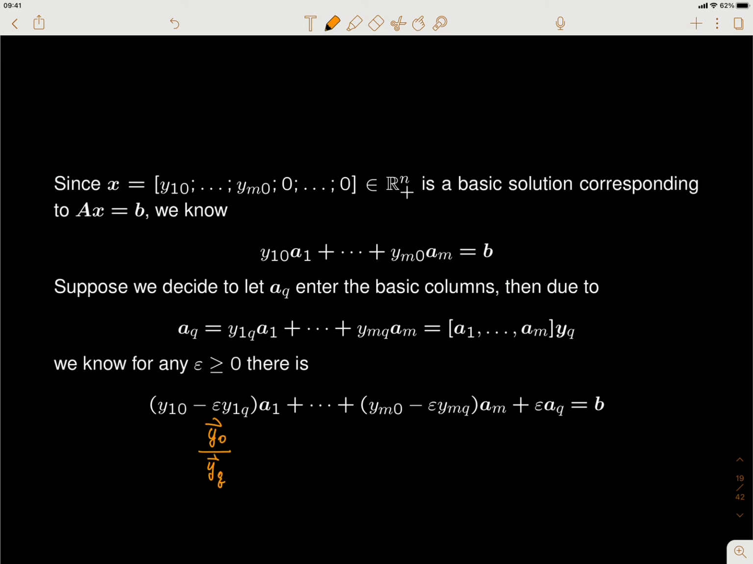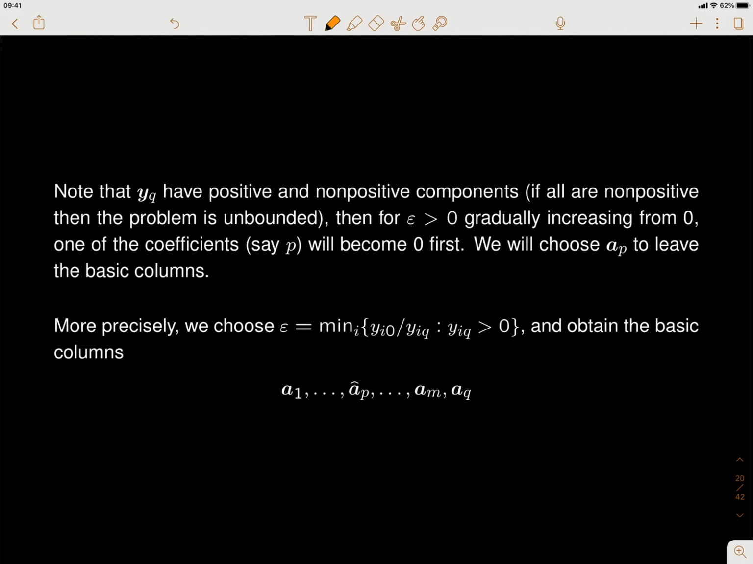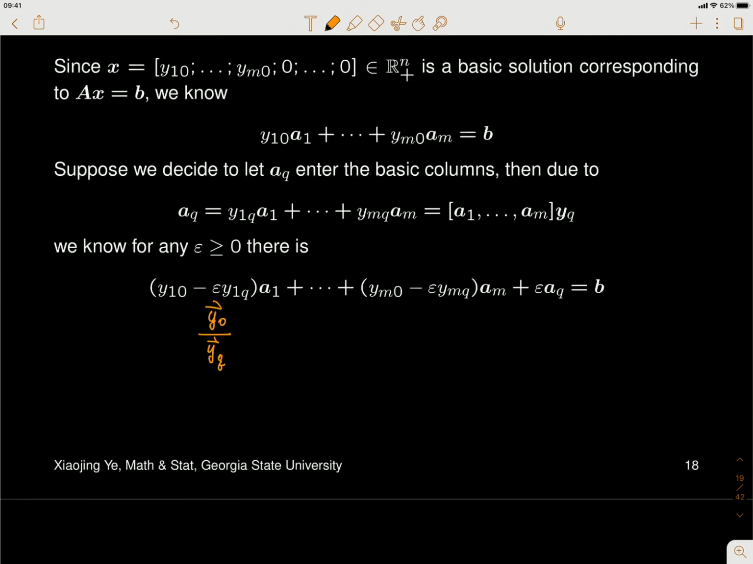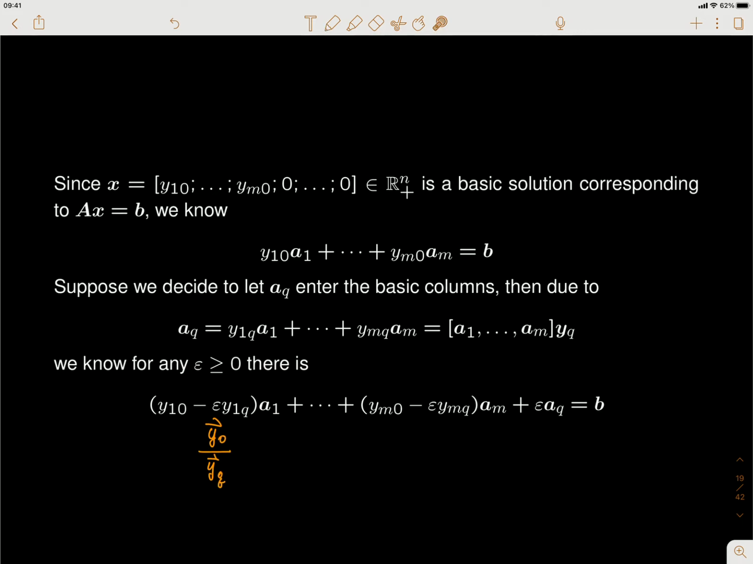This is component-wise division, so I will still get the m-dimensional vector. And we just look for the minimum value and see which one is the smallest. And then that will be my epsilon. By choosing that epsilon, I can make sure that one of these becomes 0, or the corresponding one. If I choose epsilon to be that one, then the one of this will become 0.